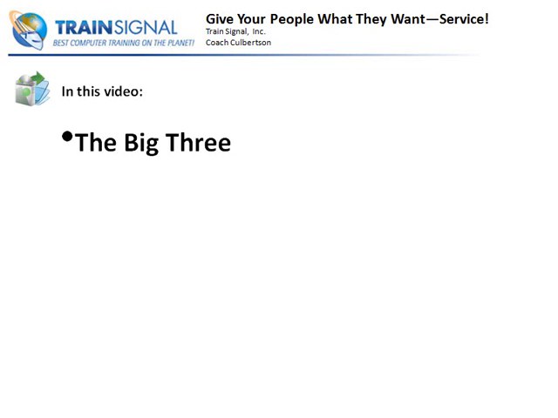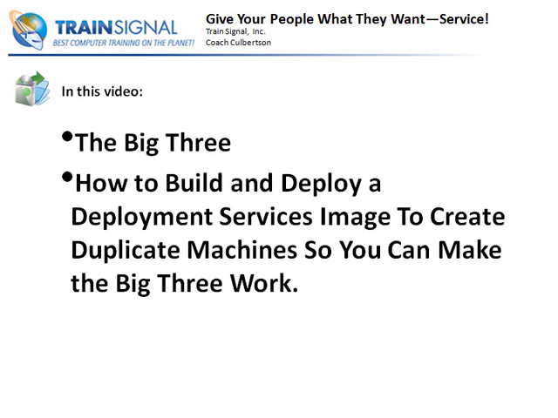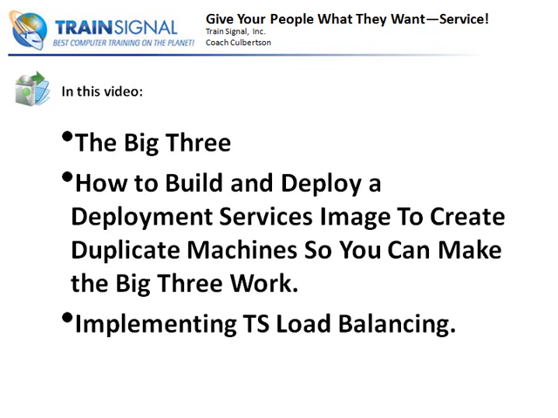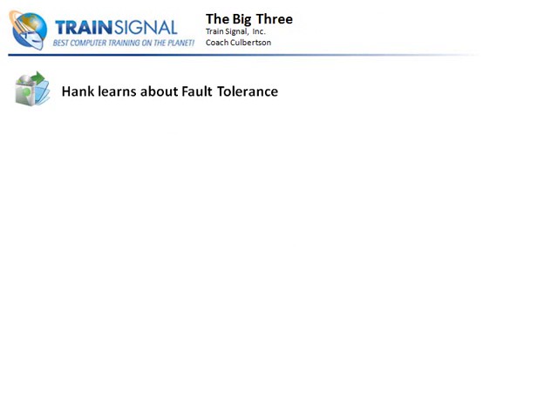So in this video, I'm going to be talking to you first of all about the big three in terms of highly available solutions. I'm going to tell you about the three primary ways that you can create highly available, fault tolerant solutions. Then I'm going to show you how to build and deploy a deployment services image to create duplicate machines so you can make the big three work. I know that's probably the longest title for a video segment ever, but I wanted to make sure it was very descriptive. And then I'm going to show you how to turn around and implement terminal services load balancing with TS Session Broker. So this is really going to be a packed video. Let's go ahead and get into it here.